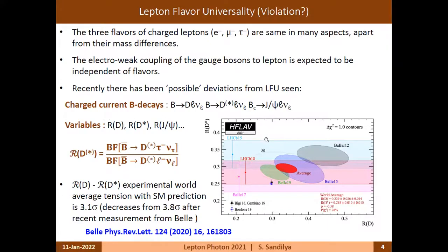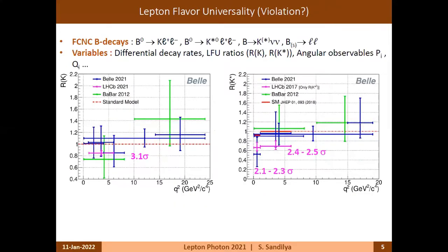One example I quoted is from the charged current B to D(*) decays, where RD and RD star show deviations. Earlier it was 3.8 sigma, but with the recent Belle analysis, it moved down to 3.1 sigma. Similarly, RK and RK star were also discussed in a previous talk. The blue points are the Belle measurements and the magenta is LHCb, which shows the largest deviation, 3.1 sigma and more than 2 sigma in RK and RK star respectively.